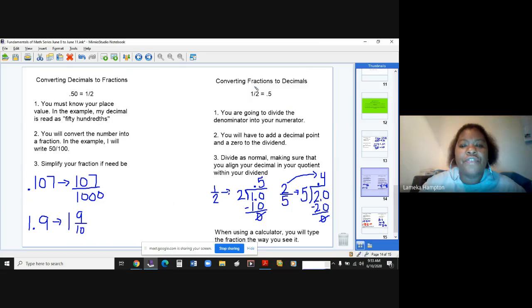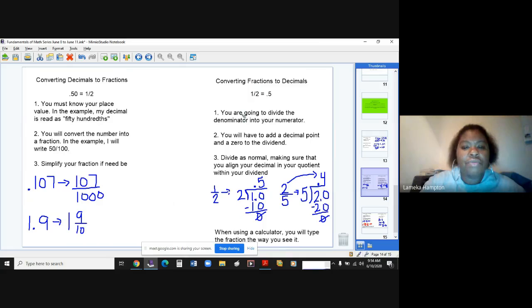And then I have converting fractions to decimals. Now, again, if you're doing this by hand, these are the 3 steps that you would have to do, making sure that you are following those steps precisely if you're doing it by hand. However, if you're using a calculator, you will simply enter the numbers as you see it. So for example, 1/2, that's a fraction, which is simply a division problem. So I'm going to put in my calculator, hit the 1, the divide button, 2, and then enter, and it should give me 0.5. That's going to be very important.